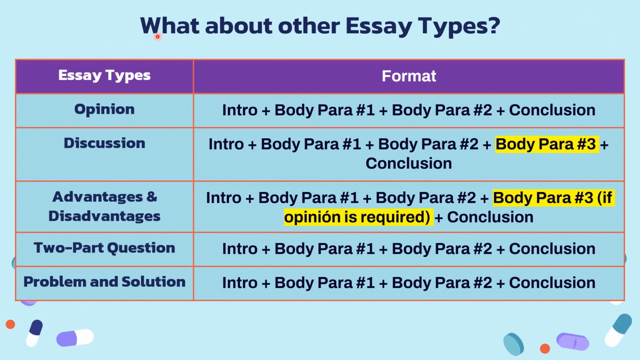Okay, so let's talk about all the essay types, because I only discussed the opinion essay, right? It was an opinion essay that we discussed up until now. So what about the other essay types? Because there are 4 other types of essays: the discussion essay, the advantages and disadvantages essay, the 2-part question essay, and the problem and solution essay. So here is the format for all of them. Introduction plus body paragraph plus conclusion. This is for the opinion essay, as we just discussed.